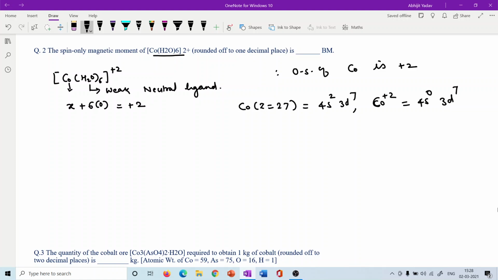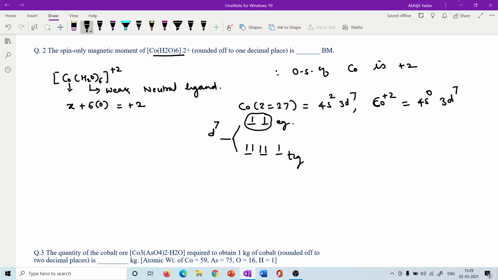If I consider this one, this is my t2g triplet degenerate, and this is my eg, and this is my d7. So 1, 2, 3, 4, 5, 6, 7. Here the two orbitals that have been left. Now see what exactly happened.